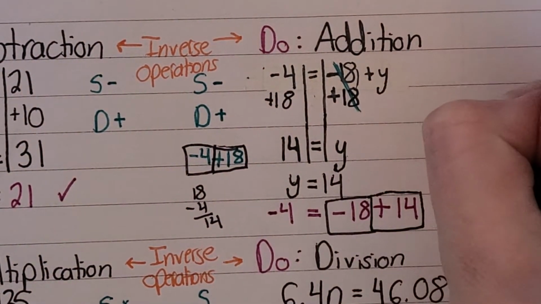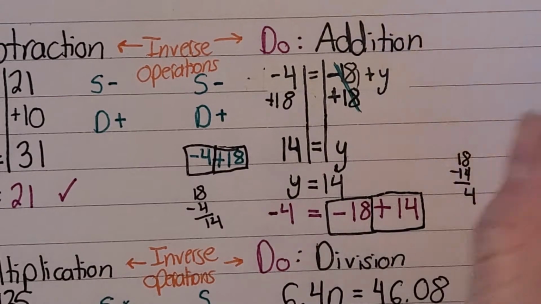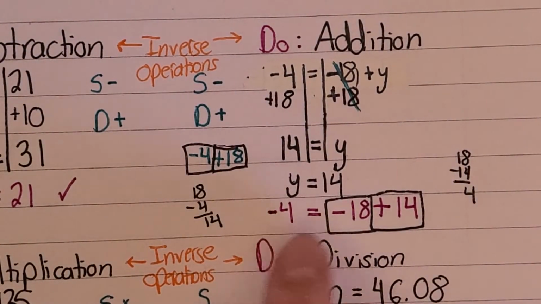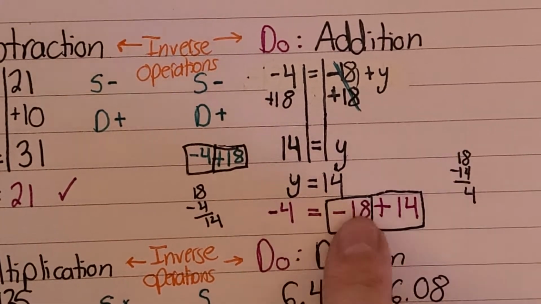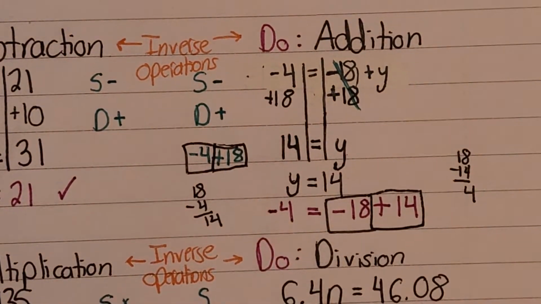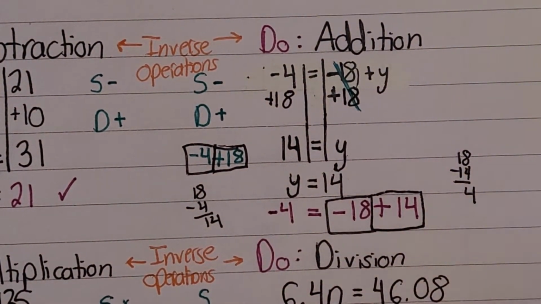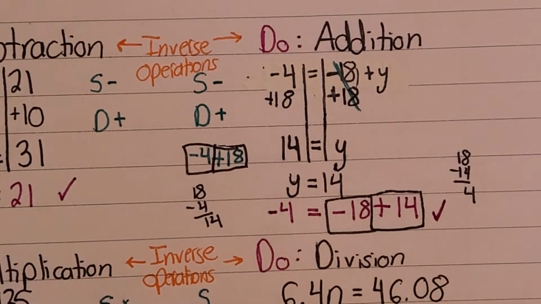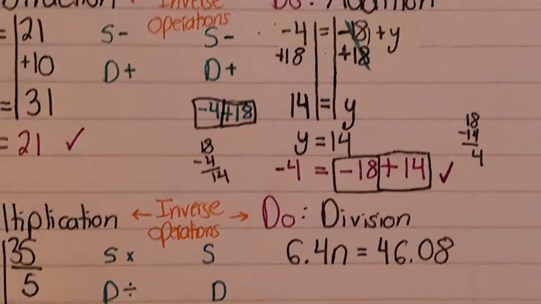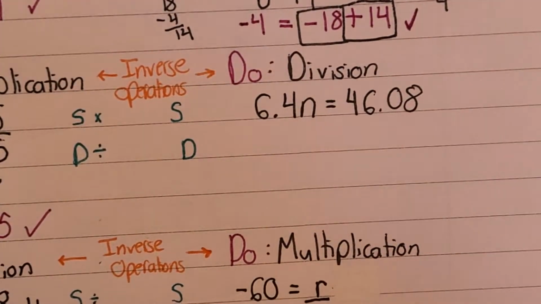Okay, if you're not sure, you can write it out. All right, it does give us 4. And you keep the sign of the higher absolute value. The number farthest from 0 is that 18, so it will be a negative 4. So this is true. y does equal 14. Okay, moving on down.